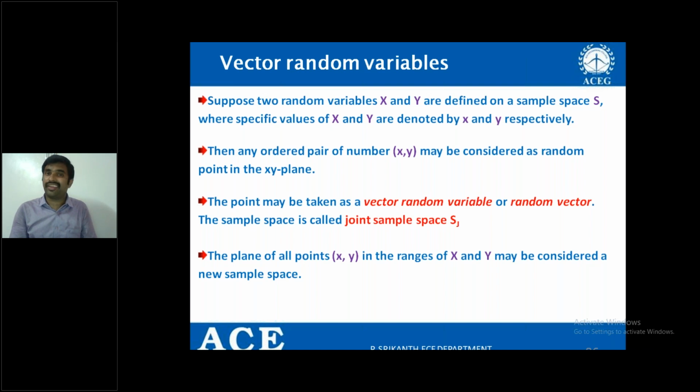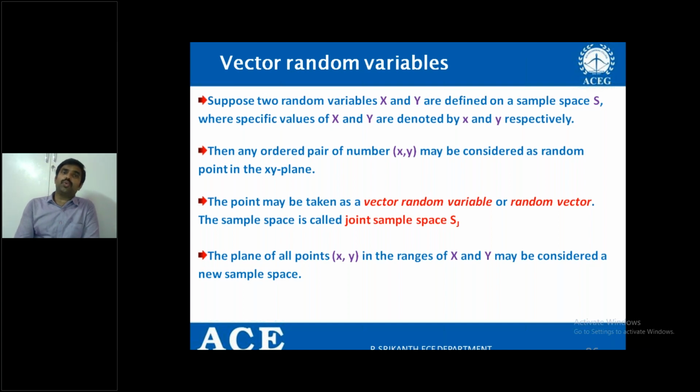But in a real-time scenario, we cannot expect only one random variable out of one real-time experiment. Therefore, here we are going to discuss vector random variables. In the sense, one experiment can be defined by using multiple random variables. In that case, how do you define multiple random variables, and how do you define distribution and density functions for them? All of this we are going to see from here onwards.